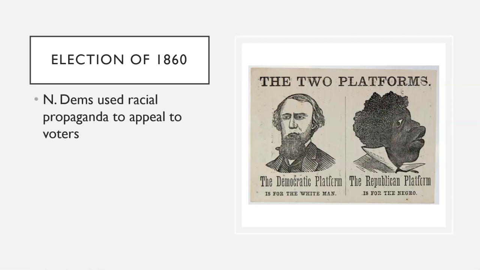The Northern Democrats used racial propaganda to appeal to voters, where they basically say, if you don't vote for us, you're just voting for a black political party, even though obviously Abraham Lincoln's not black. But this is their approach. And here you see a poster from that time, two platforms: the Democratic platform for the white man, the Republican platform is for the Negro. Okay, so they make this very, very clear in their advertising.